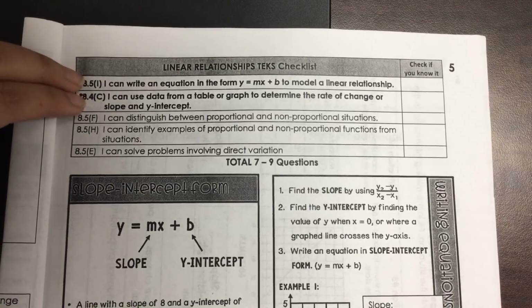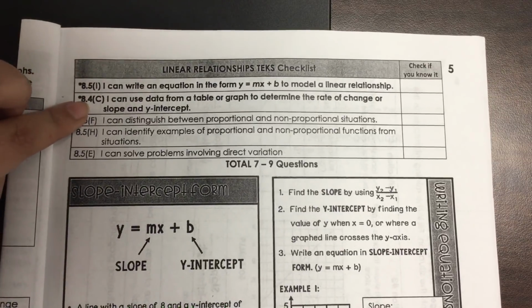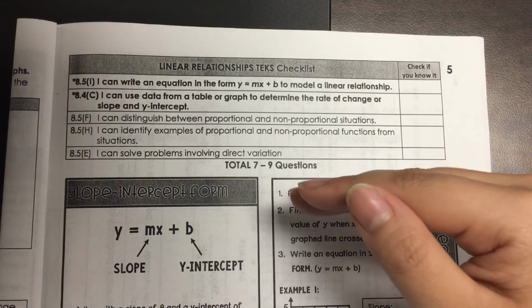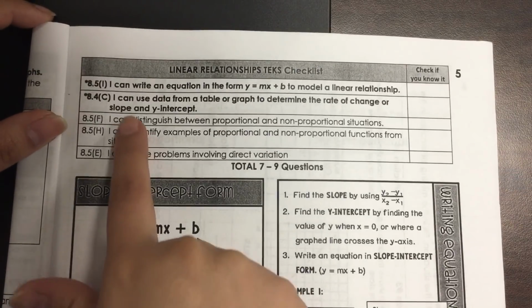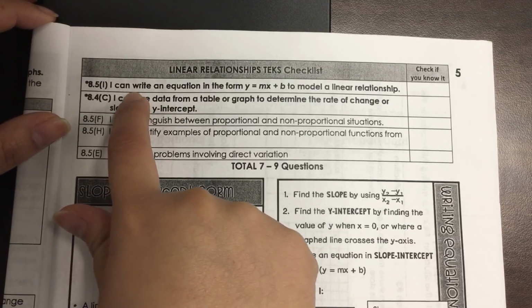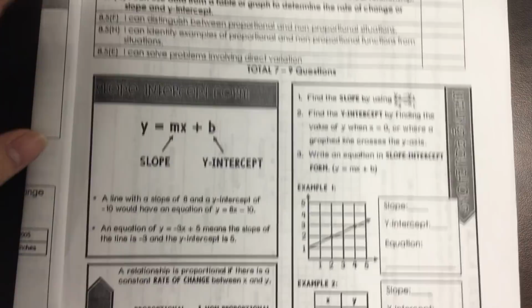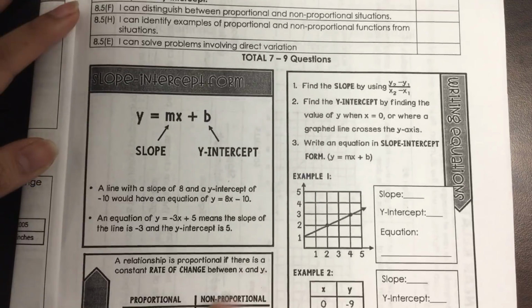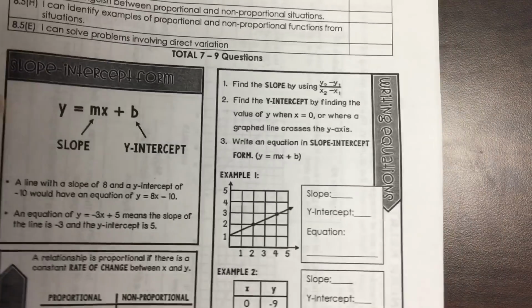So 8.5i and 8.4c are the same thing. In 8.4c, we're just kind of identifying, like, this is the slope, this is the y-intercept. In 8.5i, we're taking it one step further and putting it in slope-intercept form. So if we know how to do 8.4c, it's going to take us like 5 more seconds to do 8.5i. 8.5f and 8.5h are both the same, talking about proportional and non-proportional relationships. And then 8.5e is direct variation.